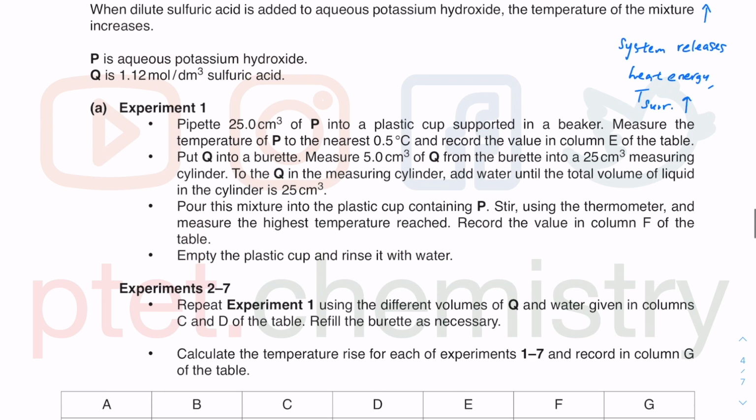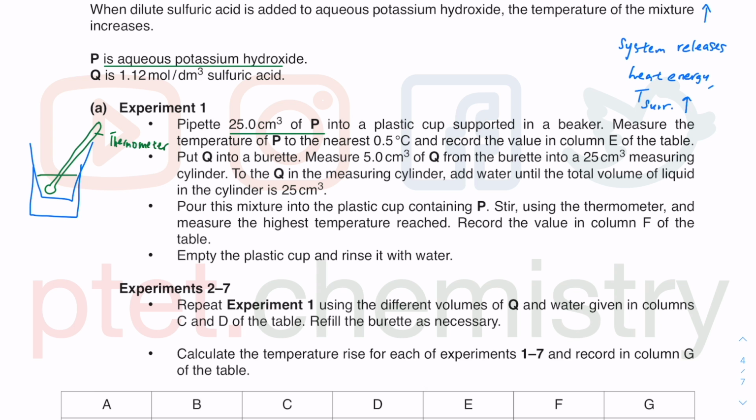In these experimental procedures, as you will see me doing the actual procedure, we have a beaker, and inside the beaker we support the plastic cup, and in there we put a thermometer. This thermometer allows us to read the initial temperature of the solution before we mix in the other one. In this case, we have P, which is the potassium hydroxide, and we pipette 25.0 cm3 of P. Because the pipette has this much accuracy, we don't just write 25 cm3, we write 25.0 cm3. You need to spell pipette correctly, P-I-P-E-T-T-E, and then you pipette 25.0 cm3 of P into here.